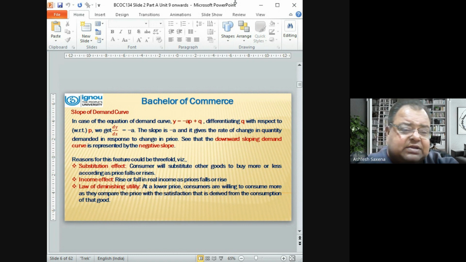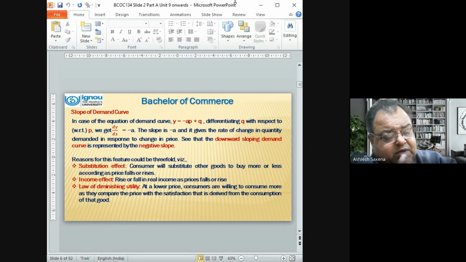Now, what are the reasons for this feature? Substitution effect: consumers will substitute other goods to buy more or less according as the price falls or rises. Second effect is income effect: rise or fall in the real income as price falls or rises. Third one is law of diminishing utility: at a lower price, consumers are willing to consume more as they compare the price with the satisfaction derived from the consumption of that.